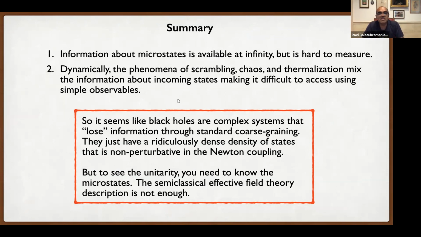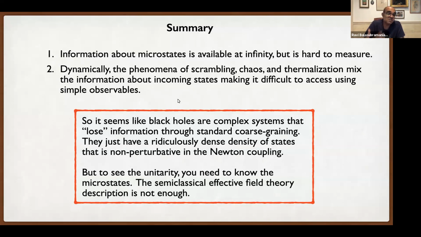So from this narrative, it would appear that black holes are just like any old complex system that loses, quote unquote, information through coarse graining. The surprise about them is they just have a ridiculously dense density of states that's non-perturbative in the Newton coupling, and this is the source of all the confusions we have because it's just so dense. And so the core problem is finding these states in quantum gravity.